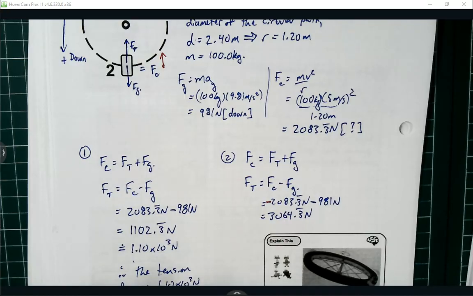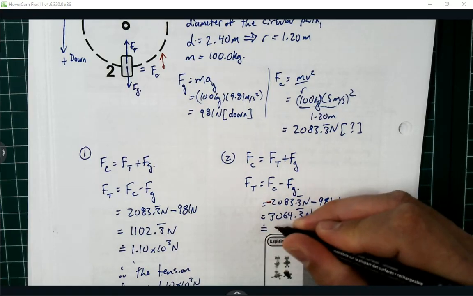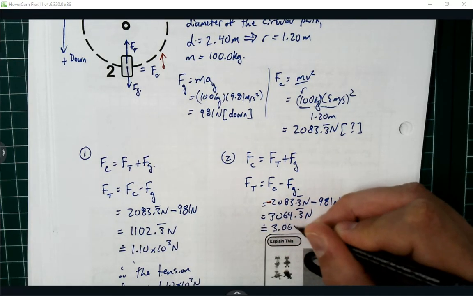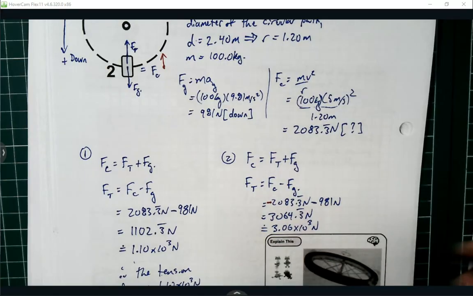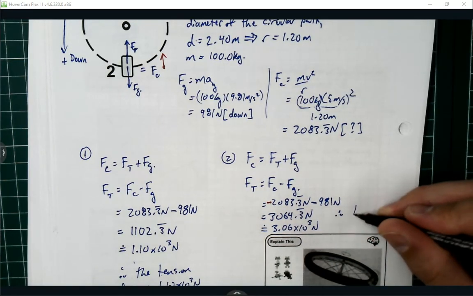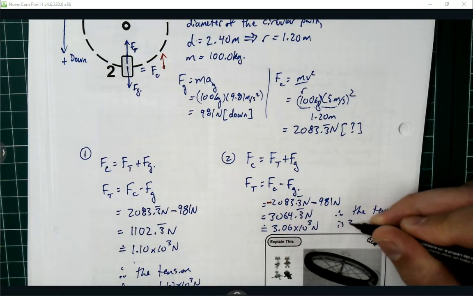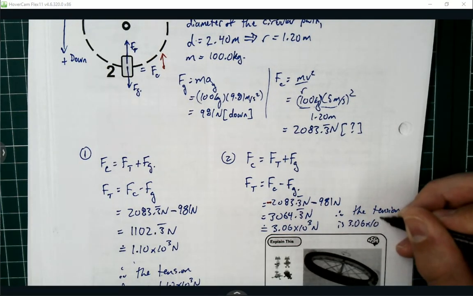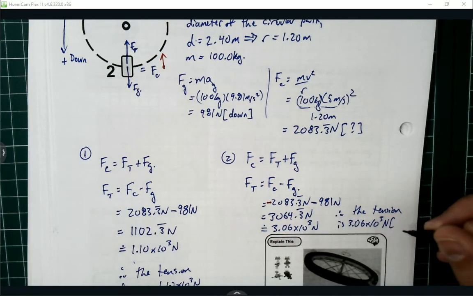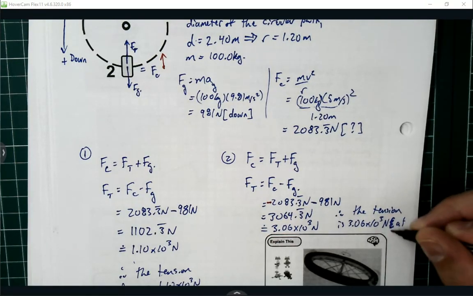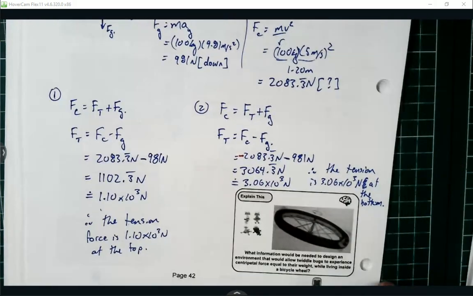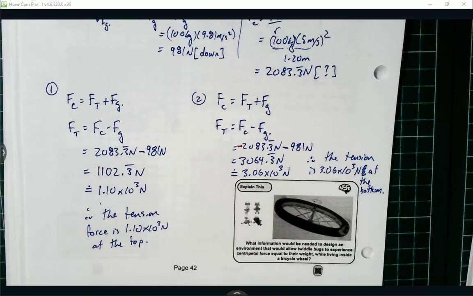Somebody with their calculator. Did I get it right? Okay. And again, we can round it off to sig figs. 3.06 times 10 to the power of 3 newtons. And we can have a therefore statement. Therefore, the tension is 3.06 times 10 to the power of 3 newtons. Oops. At the bottom. And this whole prediction of the tension being higher at the bottom comes true. In fact, it's almost 3 times the tension at the bottom, right?